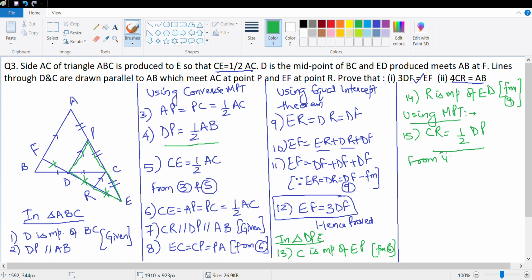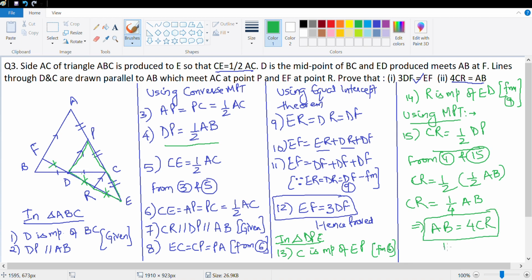So from 4 and 15, what do I get? I get CR is equal to half of DP, which is equal to half of half of AB, which means CR is equal to 1 by 4 AB, which means AB is equal to 4 times CR. This is what they wanted me to prove. So hence proved. Perfect. Interesting question, where we had to use the same concept a couple of times and we got the results that we wanted. Wonderful.